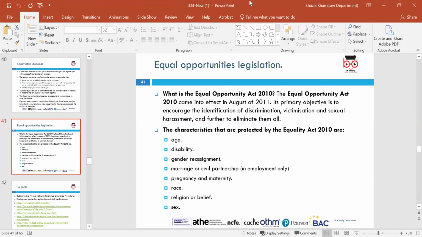Equal opportunities. What is equal opportunities in regards to employment? The Equality Act came into force in 2010, and its primary objective is to encourage the identification of discrimination, victimisation, and sexual harassment, and further to eliminate them all.